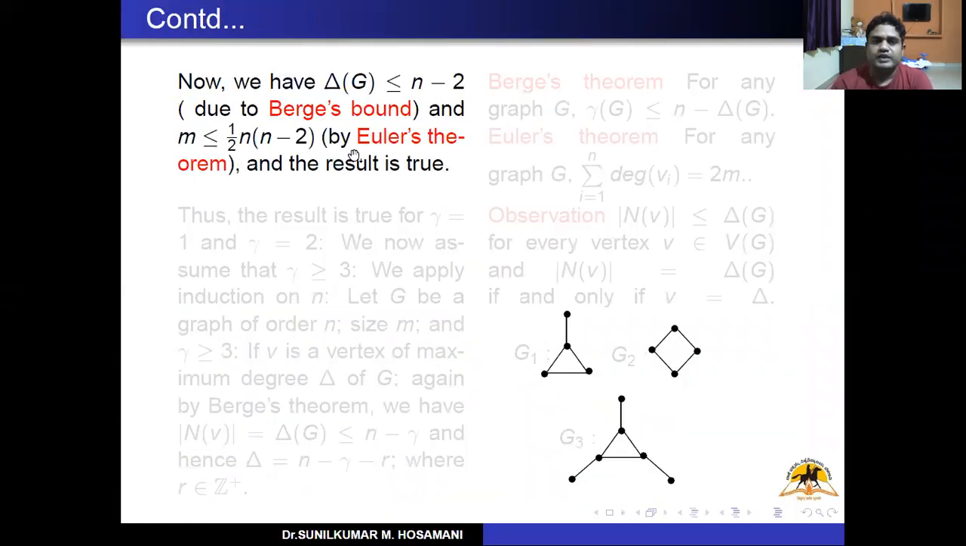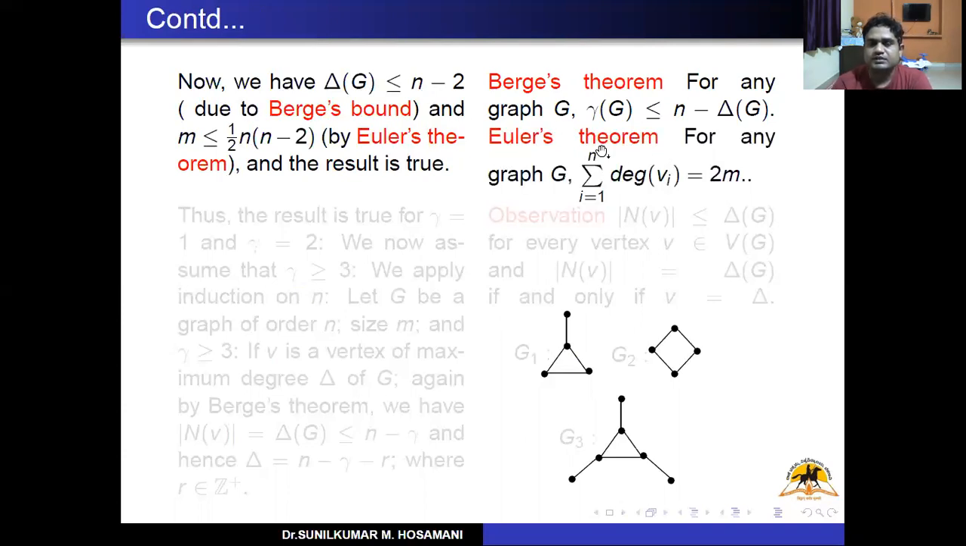Now we have that the maximum degree is less than or equal to n by 2. This is due to Ore's theorem, which states that for any graph G, the domination number is less than or equal to n minus the maximum degree. So if I replace gamma by 2, that is, domination number equal to 2, then after simplifying for the maximum degree and rearranging the terms, I get delta of G is less than or equal to n by 2.